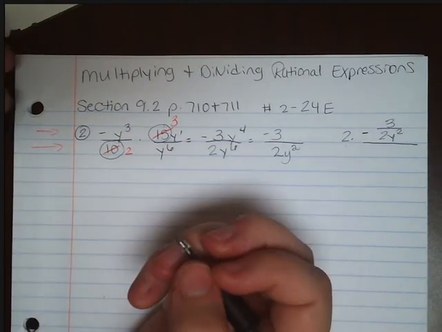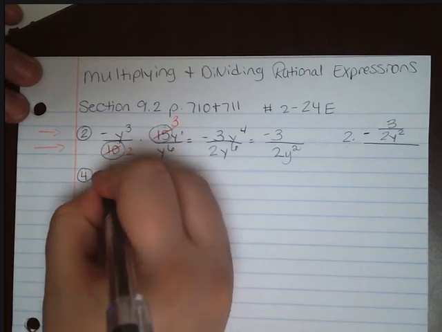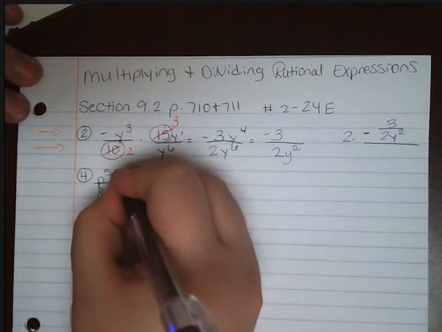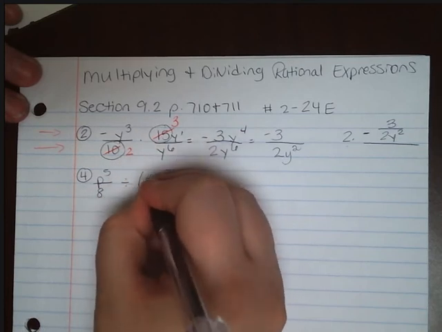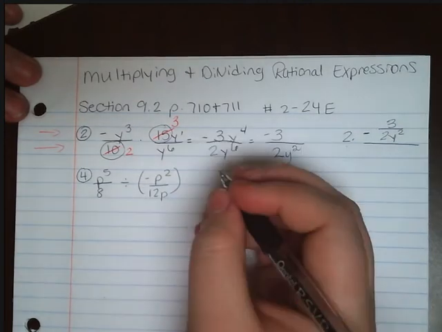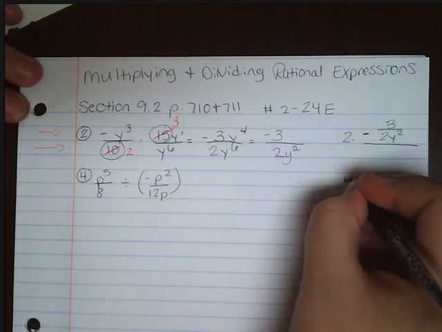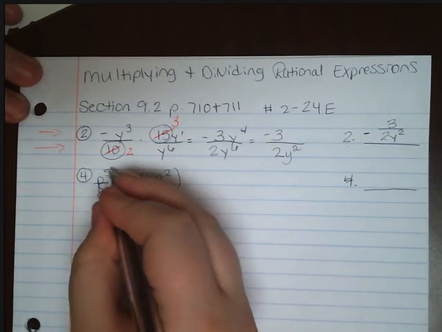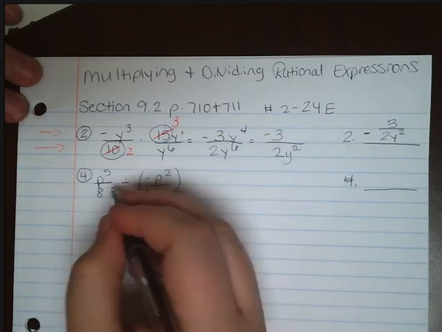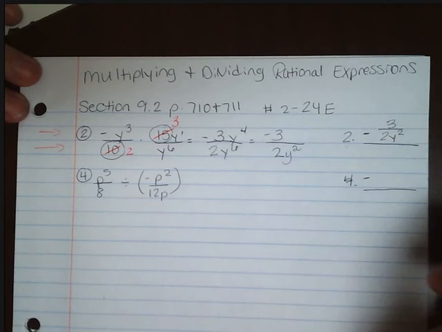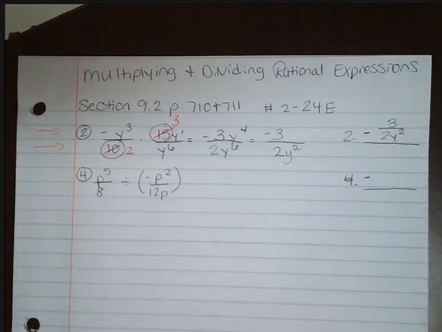Okay, looking at problem number 4, I have p to the fifth divided by 8 divided by negative p squared divided by 12p. It's a lot of divided bys. Again, the very first thing we're going to do is say, okay, I've got a positive number divided by a negative number. When I divide those, I'm going to get a negative. A positive divided by a negative is a negative. So I put that in my answer space.